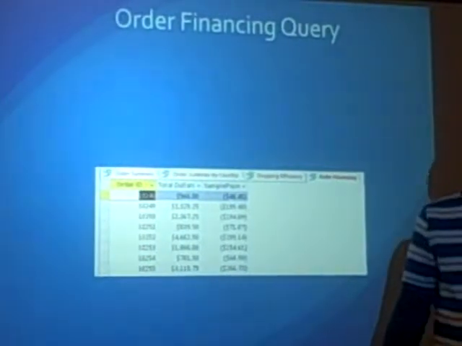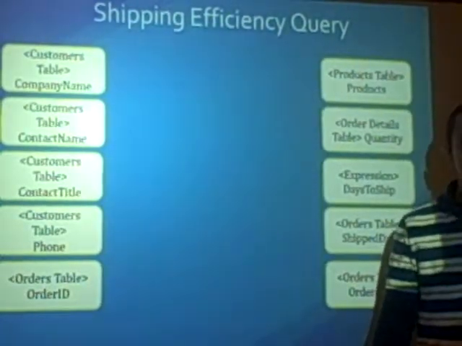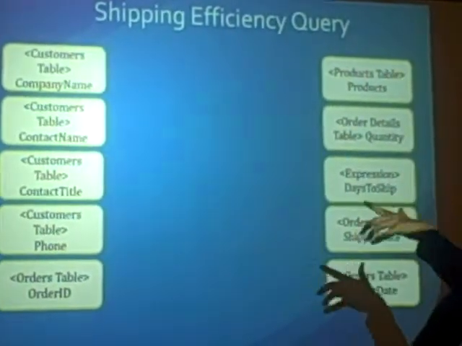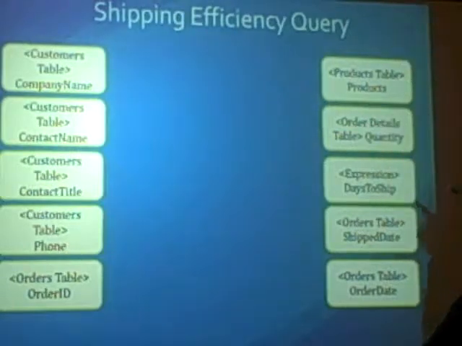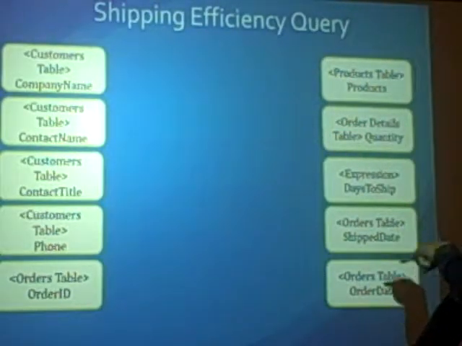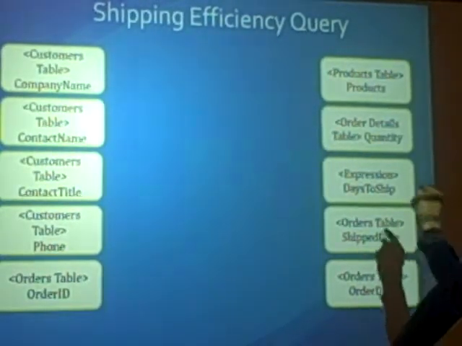Now I'm going to talk about the second query, which is the shipping efficiency query. We took 10 fields: company name, contact title, phone, order ID, products, quantity, days to ship, shipping date, shipped date, and order date. The only calculated field right now is days to ship. I'm going to talk about that.